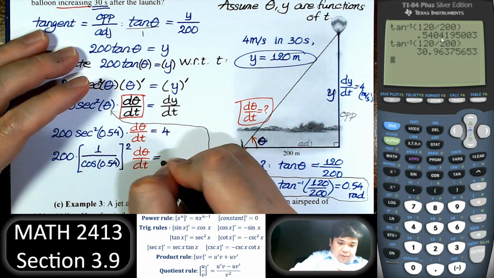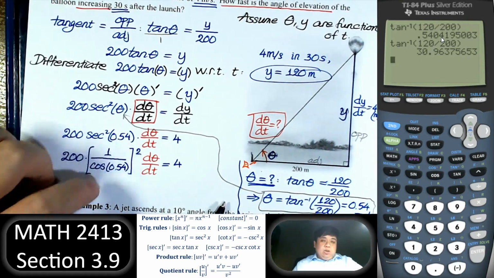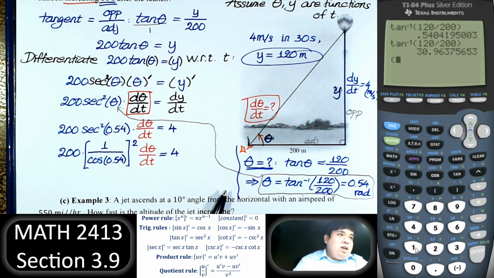Over 4 equal to 4. Right. Now just do in the parentheses 1 divided by cosine of 0.54. Actually, don't. It's better to just say cosine of, copy and paste, that's better. And then we do the cosine, reciprocal, and then we square it.